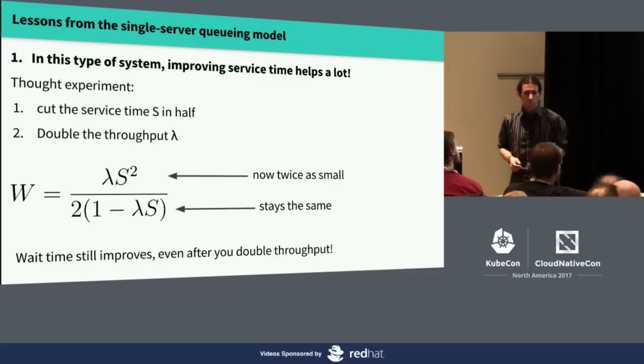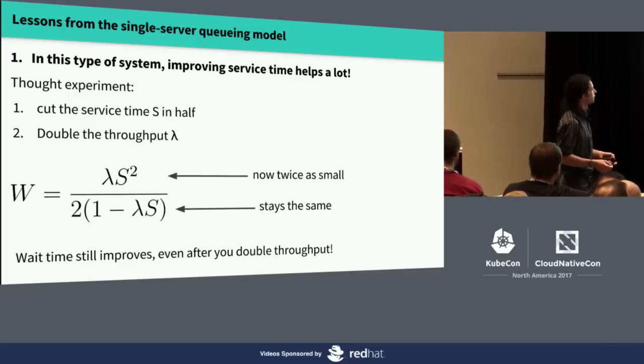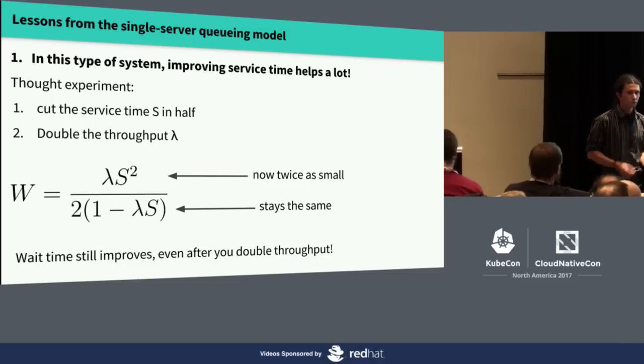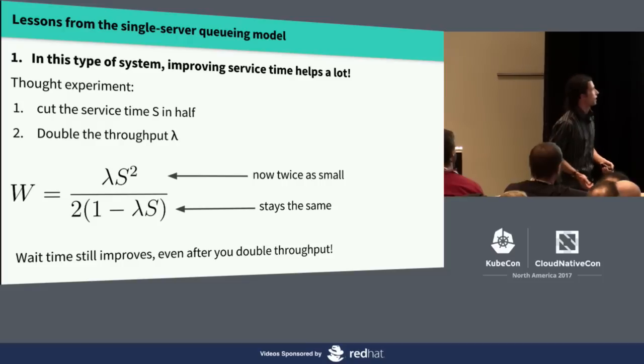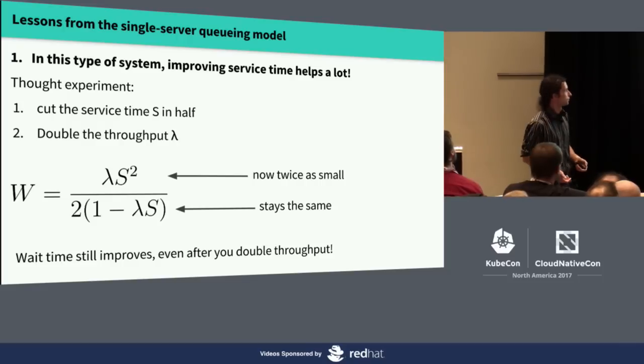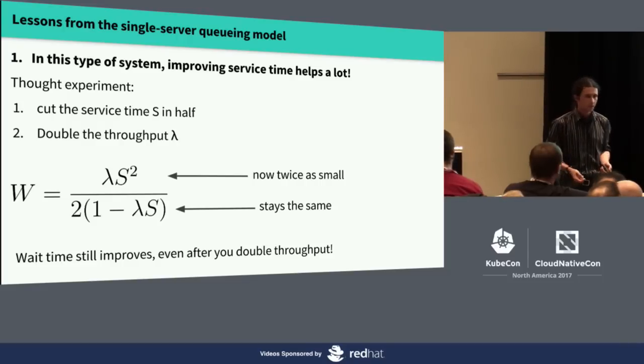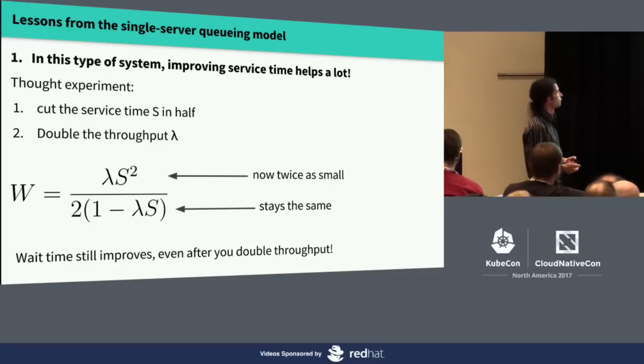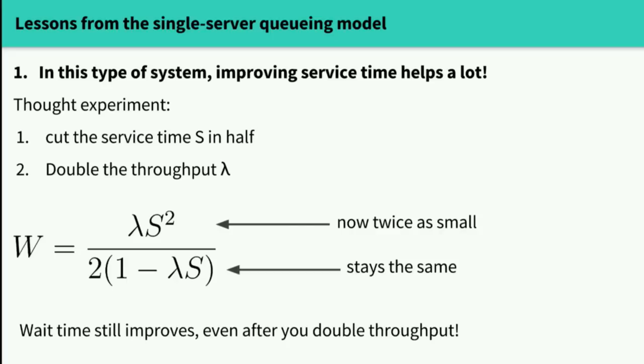Here's a thought experiment. We find some optimization that cuts the average service time in half, and people love our service because it's super fast. So now our throughput doubles because we have more users. What happens to the wait time? Using our equation, we can see what happens. Because there's a factor of s squared in the numerator of this equation, the numerator is twice as small. On the other hand, the changes in the denominator here cancel each other out, so the denominator stays the same. What does that mean? Even after we double throughput, the wait time is still improved.